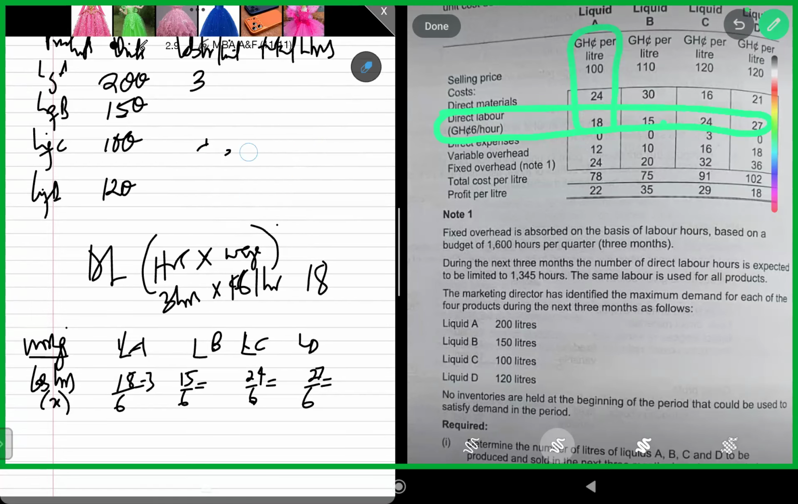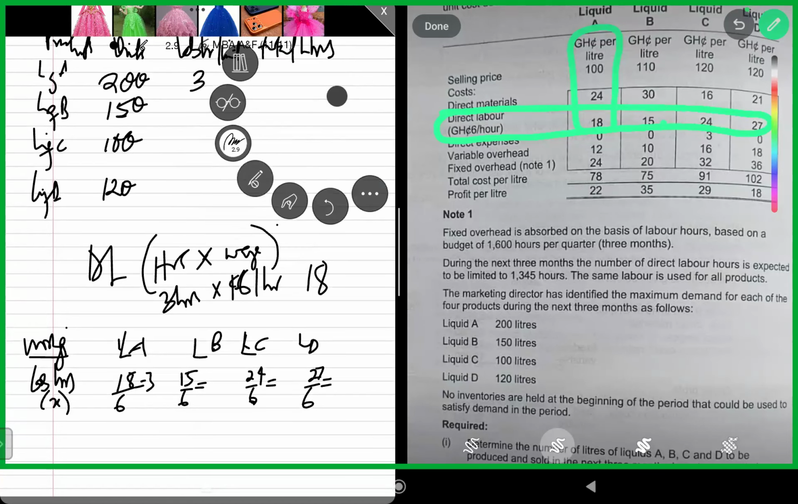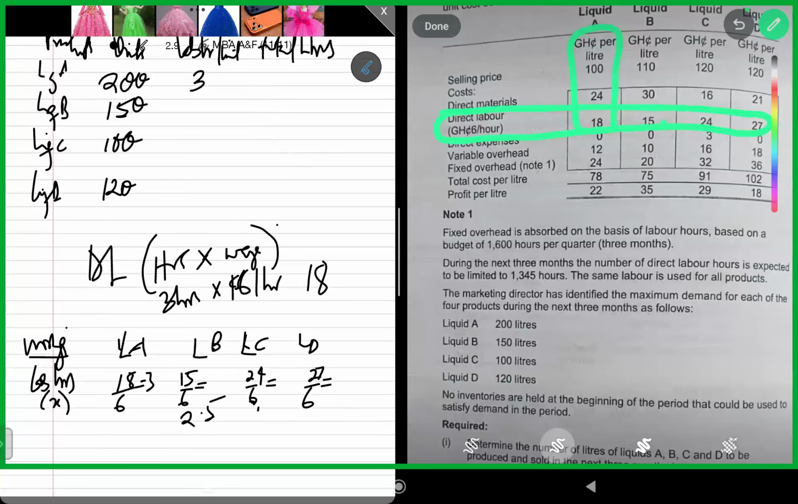So what will be for liquid B? What is the value for liquid B? Liquid B, 2.5. C, 4. D, 4.5. So you have to show working. Everything you do, you have to show working. So this is 2.5 in the table. This is 4. This is 4.5.